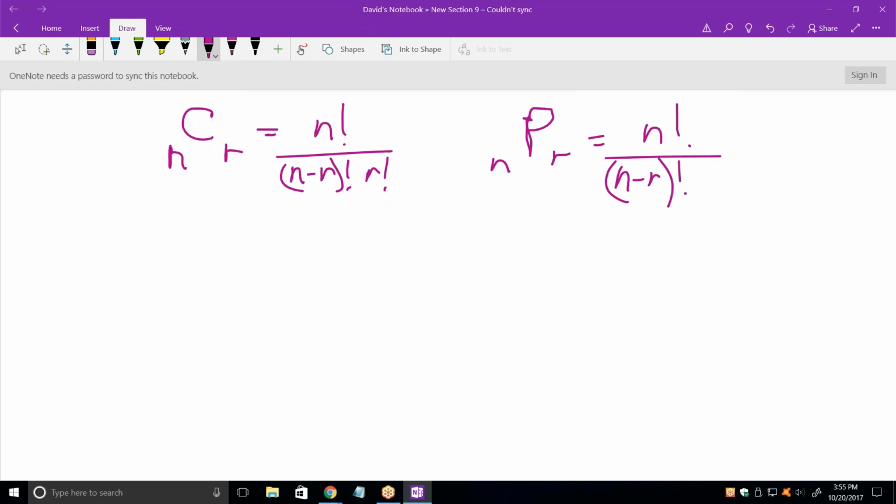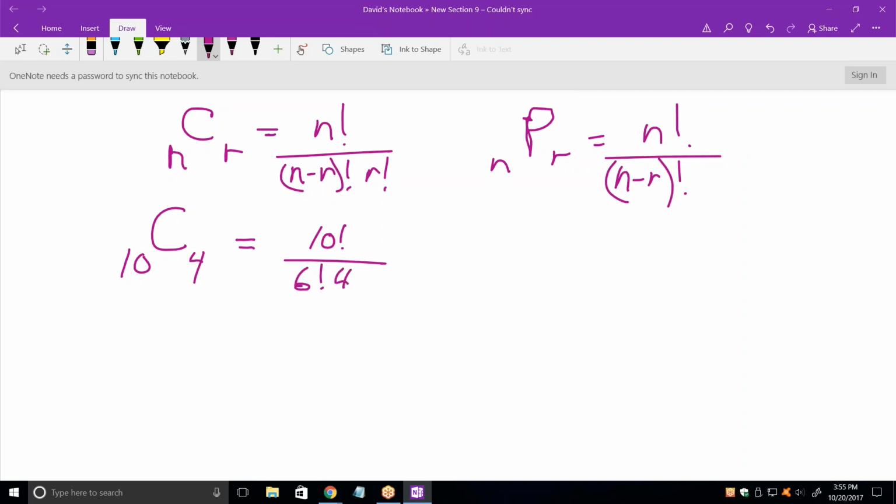So let's figure out how many different combinations you would get if you picked 4 books out of a group of 10. Well, that is 10 choose 4. You with me? Yes. Well, what is that? Tell me. That would be 10 factorial divided by 6 factorial times 4 factorial.